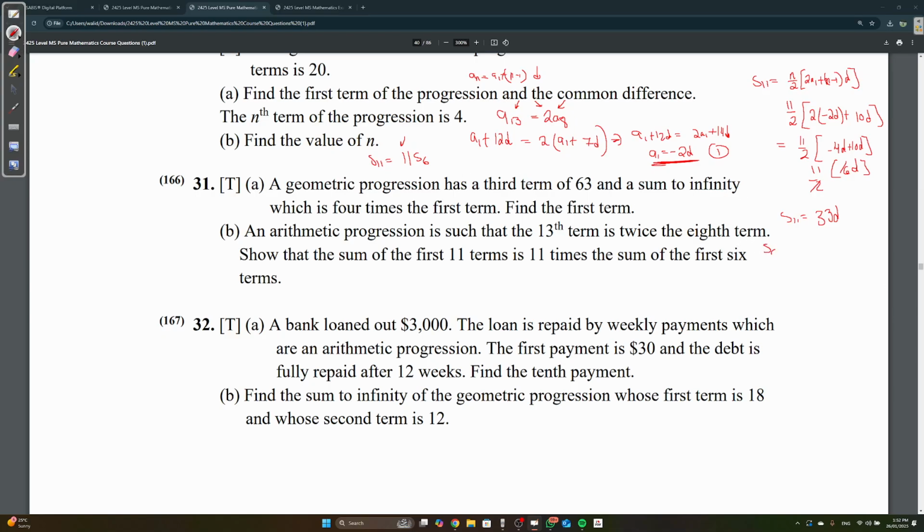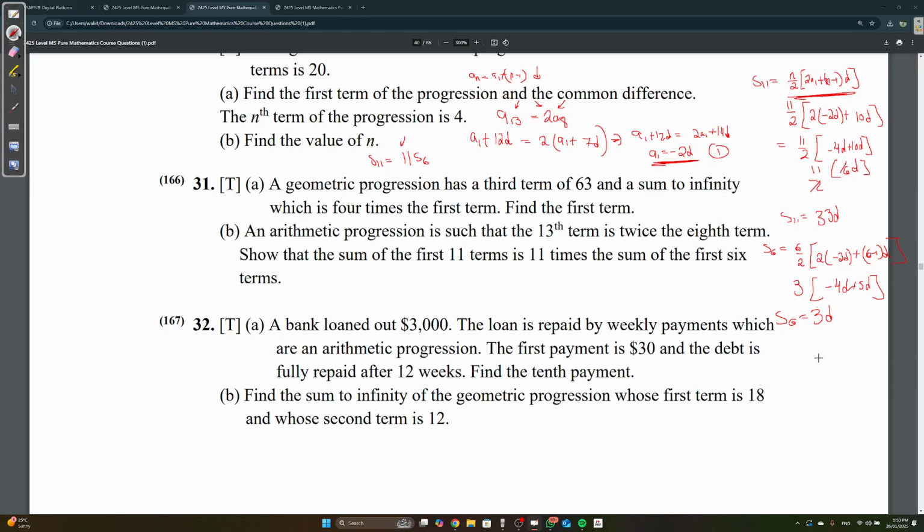We're going to follow the same rule. S6 is equal to n over 2, 2a1 plus n minus 1 d, this formula, right? So 6 over 2, 2a1. What do we know about a1? It's negative 2d, right? Plus n minus 1 d. So 6 minus 1 d. Close the brackets. 6 over 2 is 3. Negative 2 times 2, negative 4d plus 5d. We're going to get negative 4 plus 1d. 3 times 1 is 3d. So you get S6 is 3d.